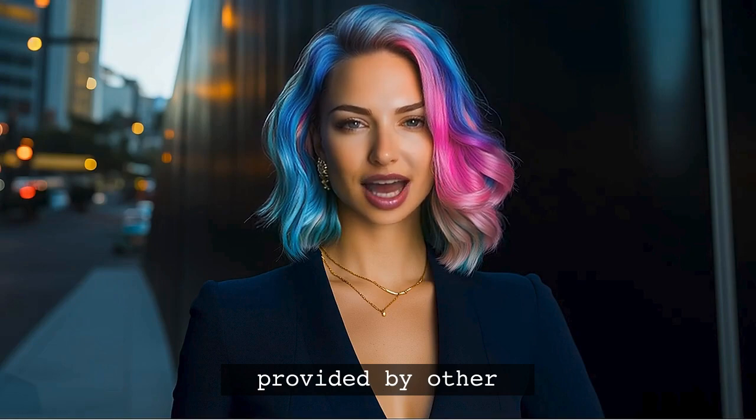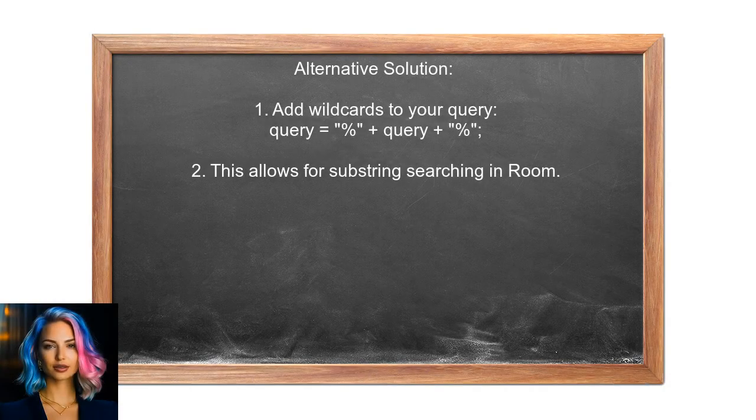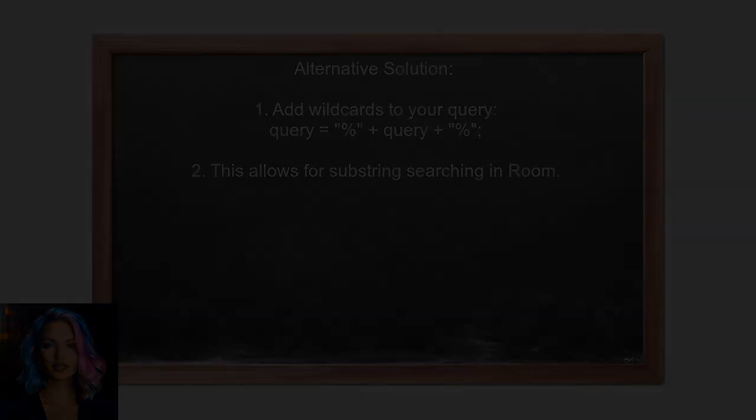Now let's look at the answers provided by other users. An alternative solution from a user suggests adding wildcards to your query string. By modifying your query to include % signs before and after the search term, you can effectively search for substrings.